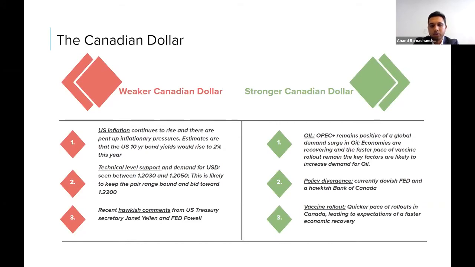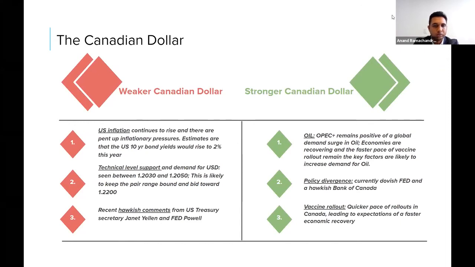The third aspect is the vaccine rollout. As you all have seen and witnessed, the pace of rollouts in Canada has increased quite significantly. And this has led to a quicker recovery in the economy than expected, as we'll see in the next slide.